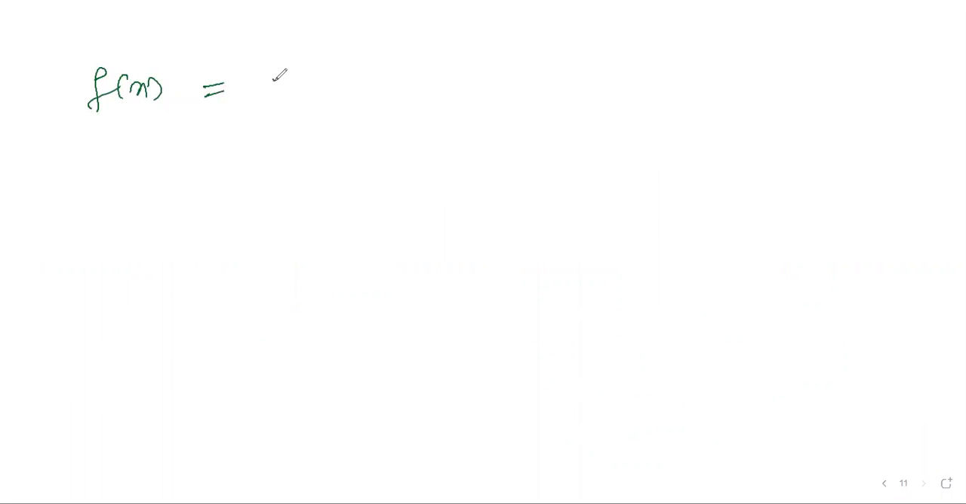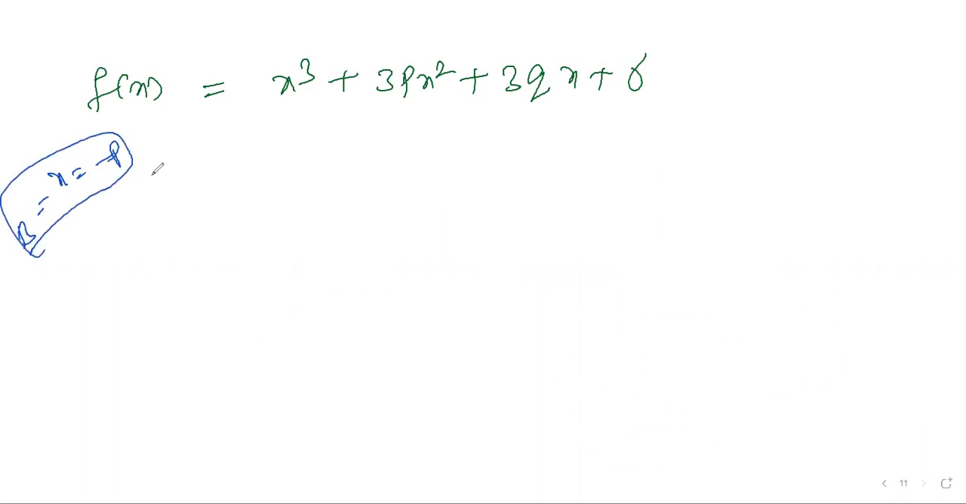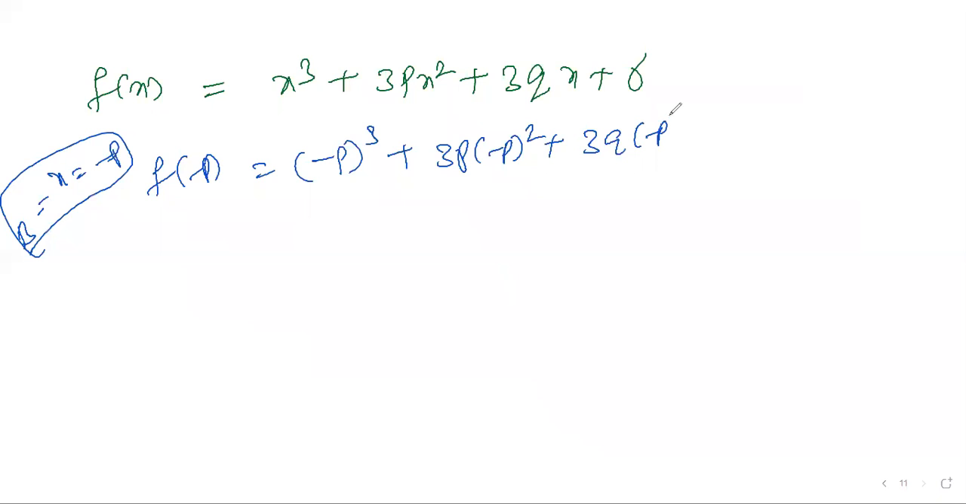Later I'll take f of x as the equation. f of x is equal to x cube plus 3p x square plus 3q x plus r. Just now we got x is equal to minus p as the value of beta, so this equation should satisfy it. So f of minus p: substitute here, minus p cube, minus p cube minus 3p into p square.